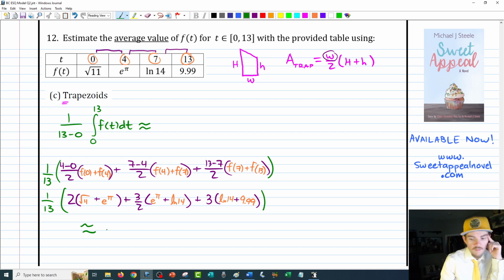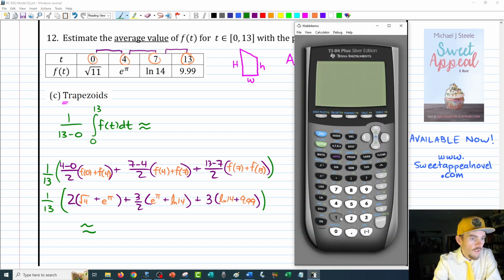Question becomes, what is this approximately equal to? I'm going to ask a calculator. So in here, we've got 1 over 13. And now, oops, I like doing the multiply. No, you don't have to. This is going to be 2 times, looks like root 11. Oops, I totally pressed that button twice. Root 11 plus e to the pi.